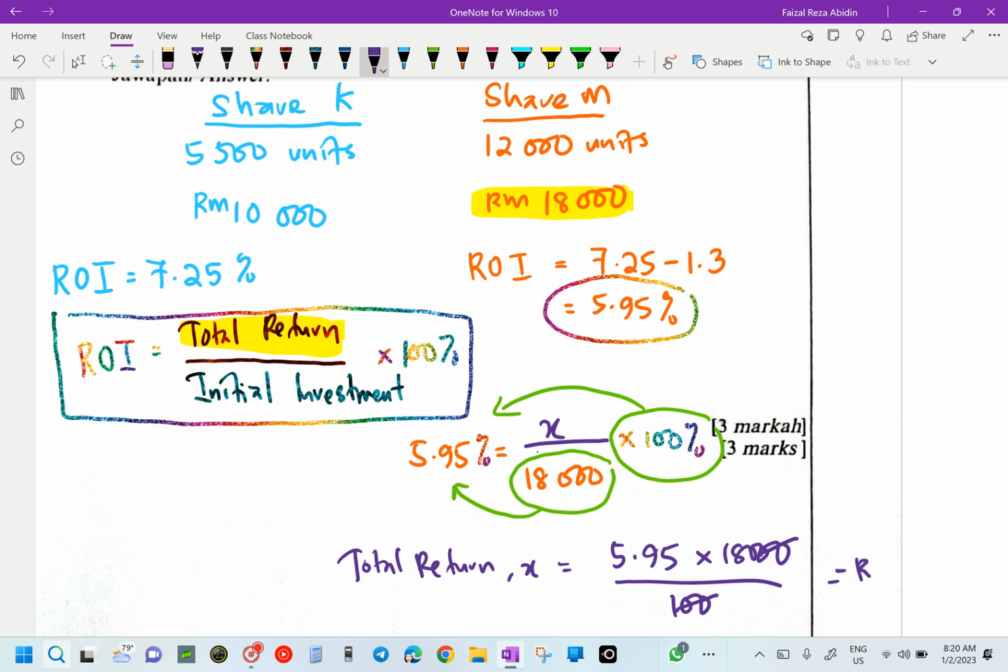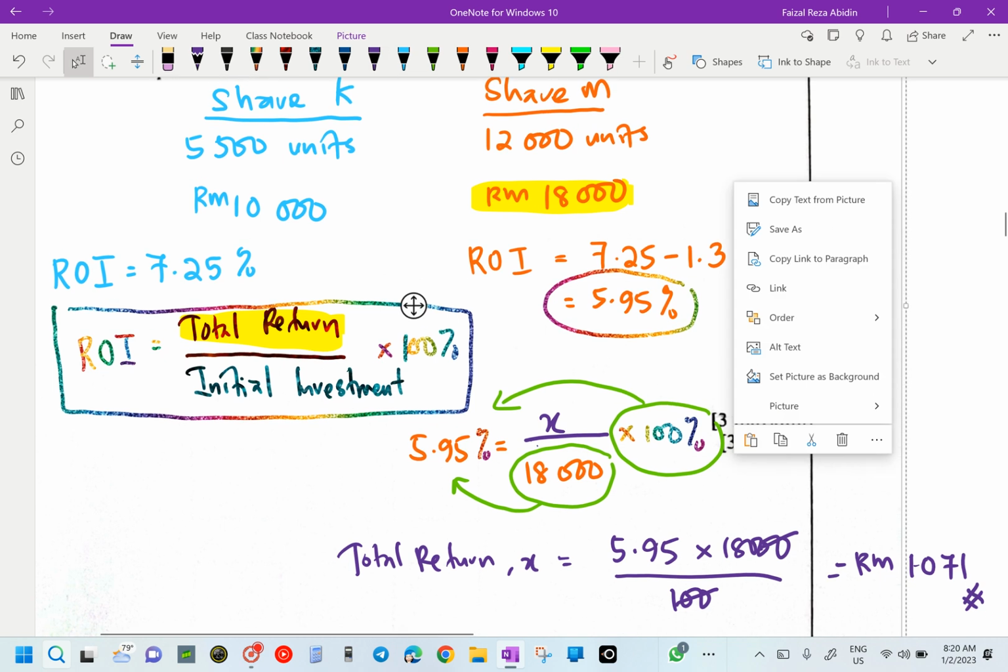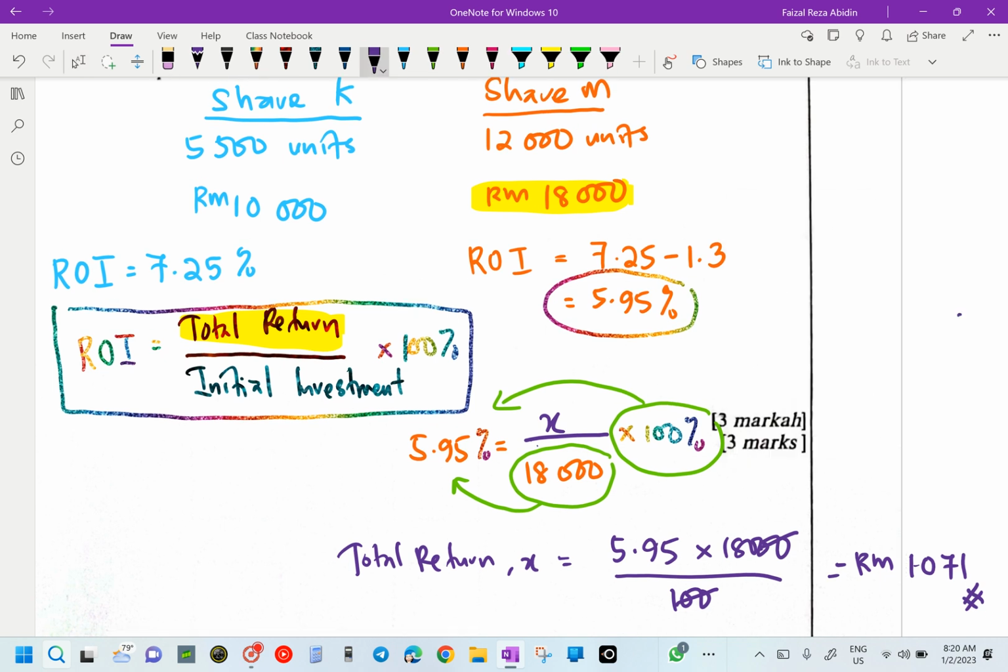Yes, this is going to be 1071 is our answer. Done. 3 marks given, where you are going to have 1 mark over here, and then for this one you are going to have 1 mark, and the final answer over here will be 1 more mark given. Any question? Clean and clear. Is it clear?